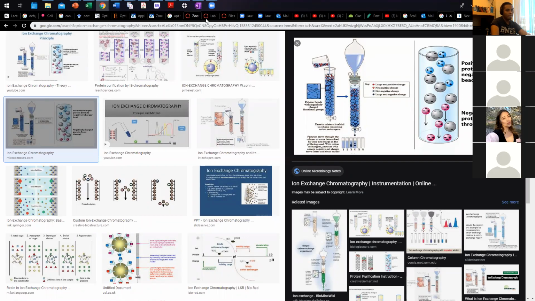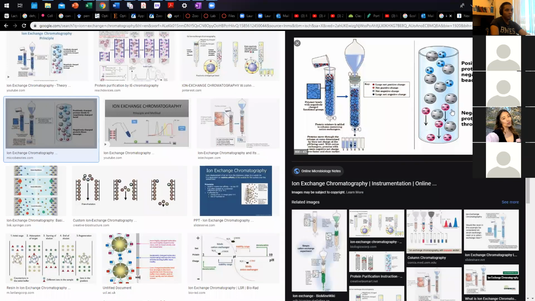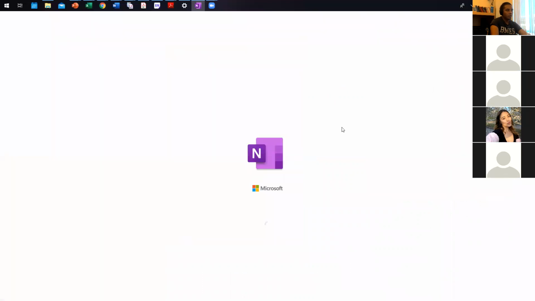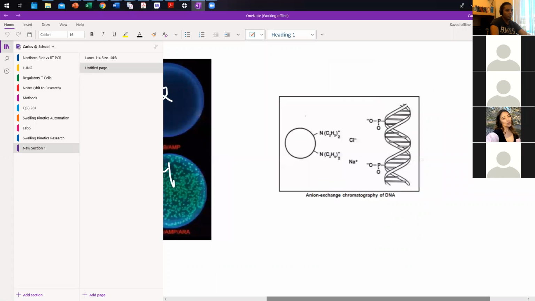Could you please explain the Na positive and Cl negative? Because I got the concept that our beads are positively charged, so our DNA will attach because it's negative. And then we try to remove the contamination, which should be a positive charge. But what's the role of Na positive and Cl negative in there?